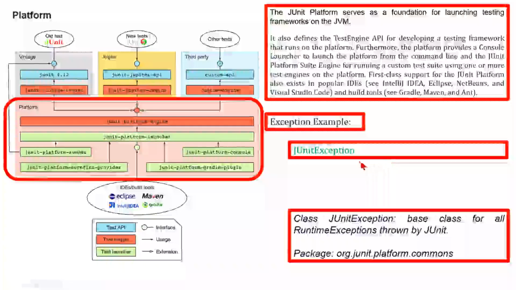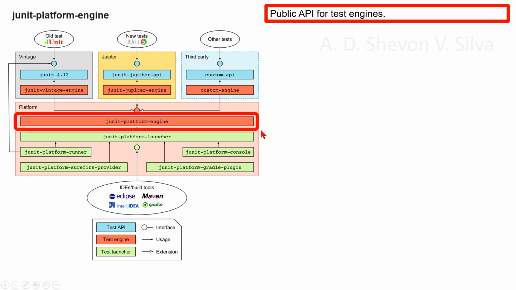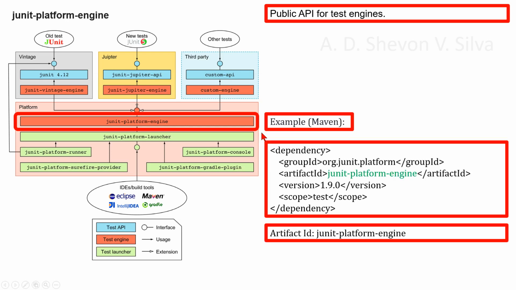An exception example we can consider is JUnitException, the base class for all runtime exceptions thrown by JUnit. This is in the package org.junit.platform.commons. Now we are focusing on JUnit Platform Engine, public API for test engines. As a main example, we can consider this segment. Here you can see artifact ID junit-platform-engine.